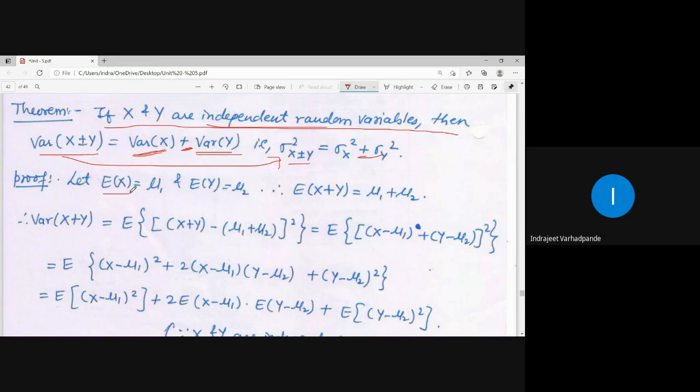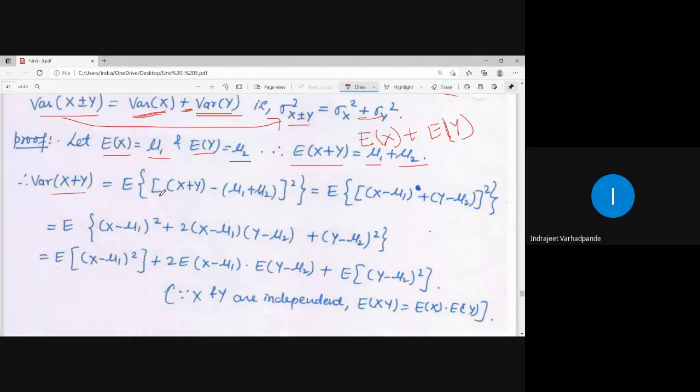Let expectation of x be denoted by mu1 and expectation of y be denoted by mu2. Expectation of x plus y is expectation of x plus expectation of y. So it is mu1 plus mu2. This is expectation of x plus expectation of y, which is called mu1 plus mu2. For var of x plus minus y, whoever's var we have to take, how do we do it? Expectation of x minus mu, what is here?